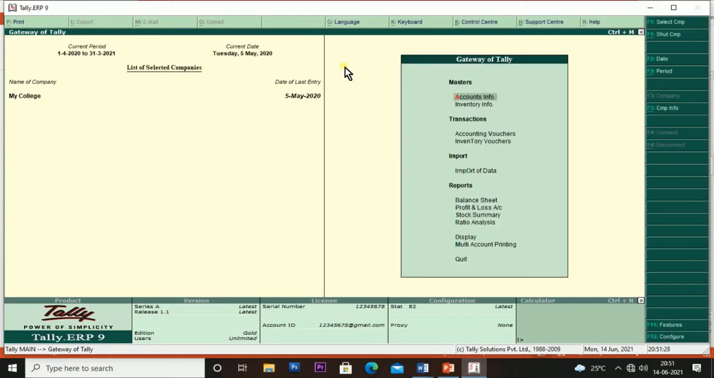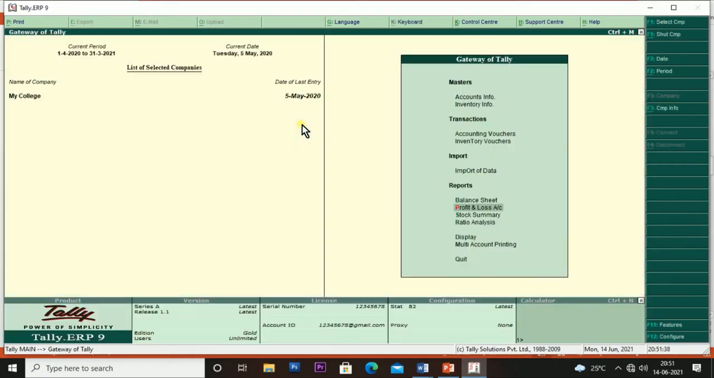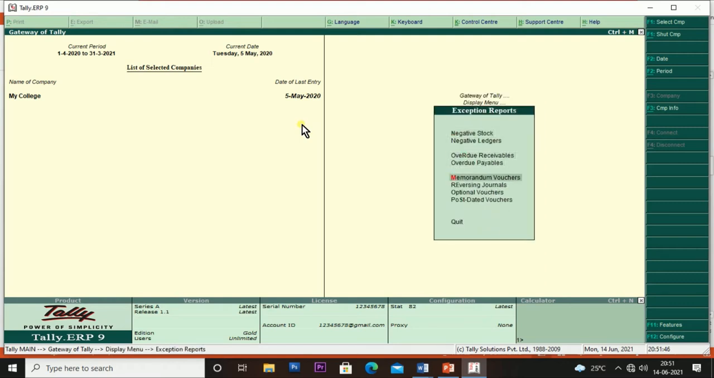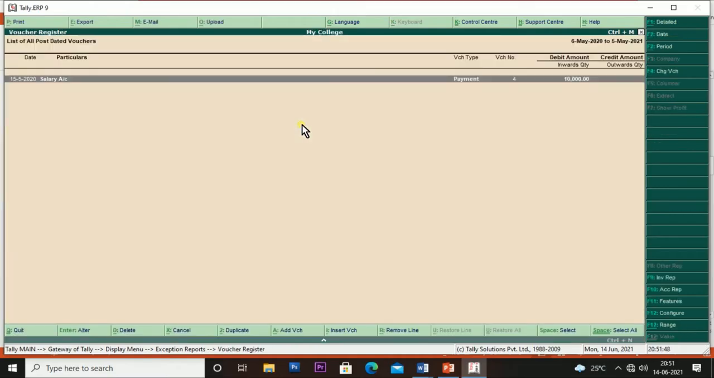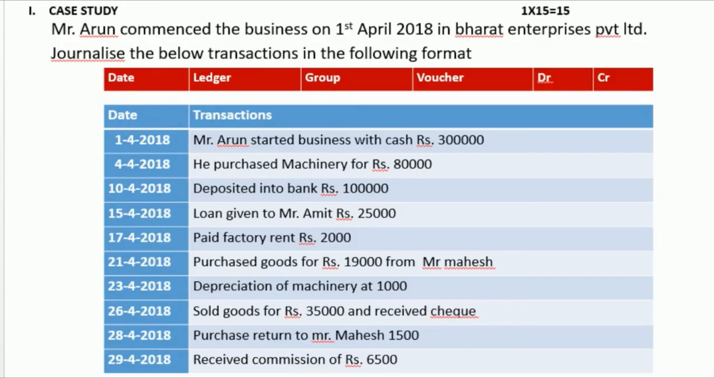Now, if you see the profit and loss account, now we are in 5th May. If you see the profit and loss account, it will not show that expense since we are in 5th May now. But you can see that post-dated voucher by using display, exception reports, then post-dated vouchers. Okay, this is how we can enter optional vouchers and post-dated vouchers and the reverse journal.